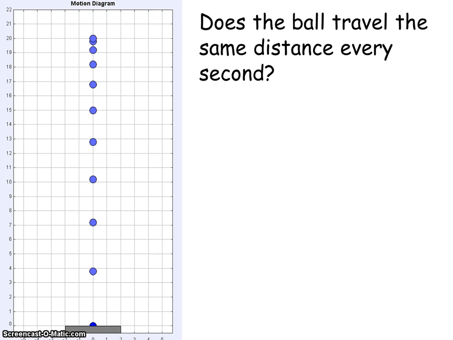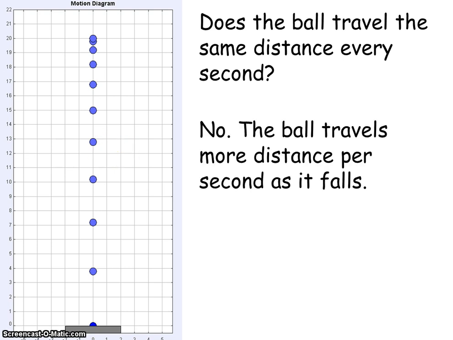Hopefully, if you're looking at the diagram on the left, you'll see the position of the projectile at 1 second intervals. And hopefully, it'll be very apparent that if you see these numbers right here, these are distances. So your answer would be no. The ball continually travels a greater distance per second.